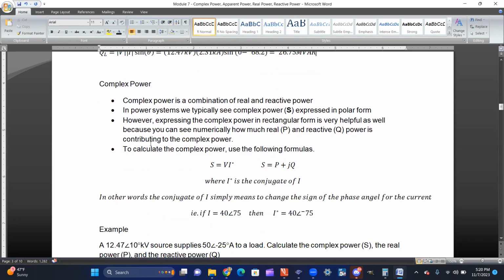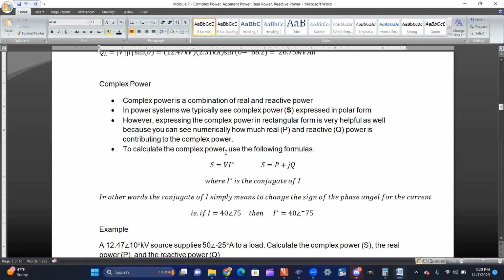All right, so for complex power. So complex power is a combination of real and reactive power. So in power systems or networks, we typically see complex power expressed in polar form. However, expressing the complex power in rectangular form is very helpful as well, because you can see numerically how much real and reactive power is contributing to that complex power.